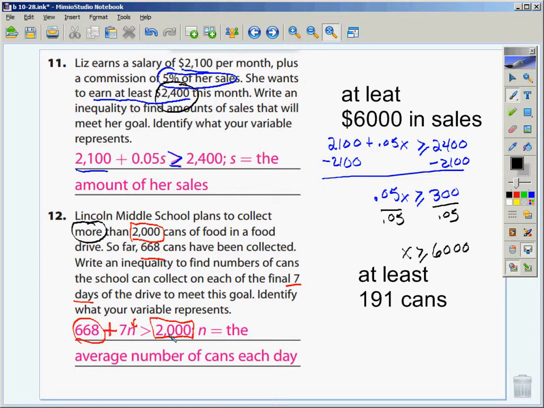When I subtract 668 and I divide by 7, this comes up to 190.1 something, I think. Why then does it say 191? Because they needed what? More. If I'd have used 190, would they have had more or less than their goal? They'd have had less. So I had to round it up to 191.